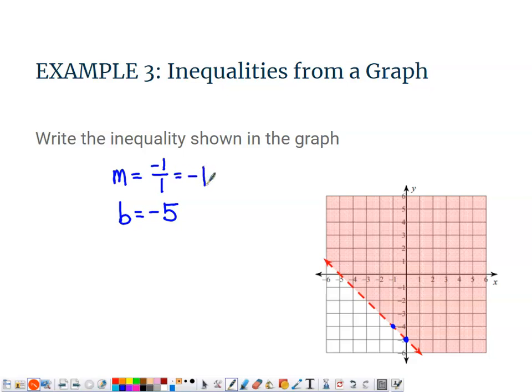So the equation of our line is y. And typically we would write that equals, but I'm not sure what that is yet, so let's go ahead and leave that off. So we have y is something to -1x minus 5.